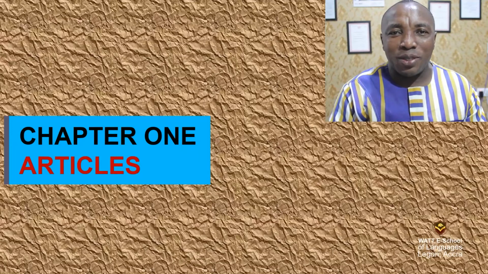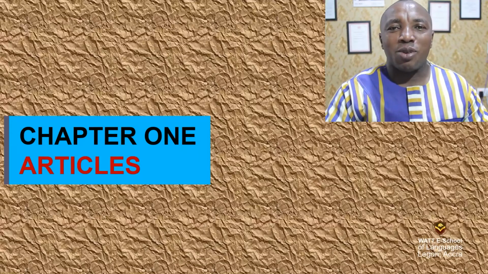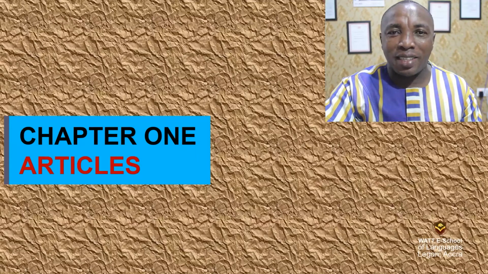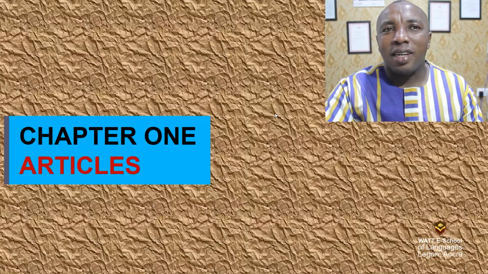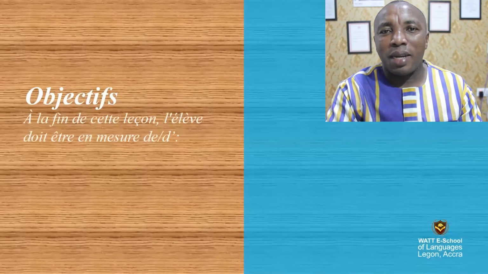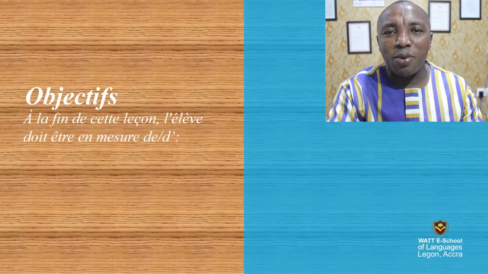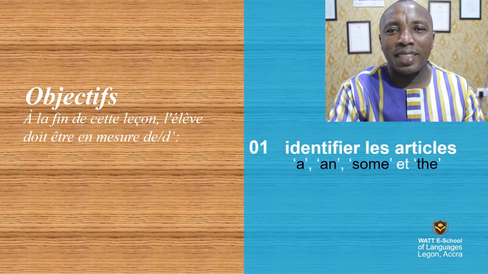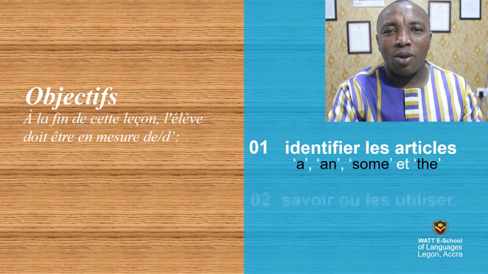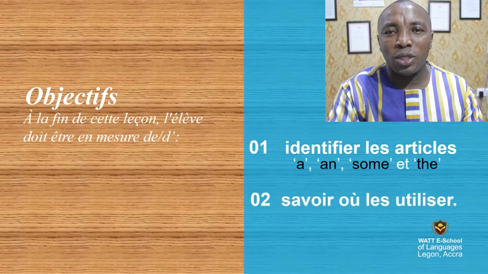In my previous video, I made mention of the table of contents. So in this lesson, we are going to have a look at the first lesson on articles. Let's have a look at the objectives. By the end of this lesson, the pupils will be able to identify the articles a, an, some, and the, and also know how to use them.